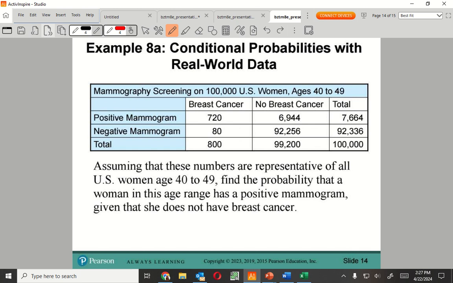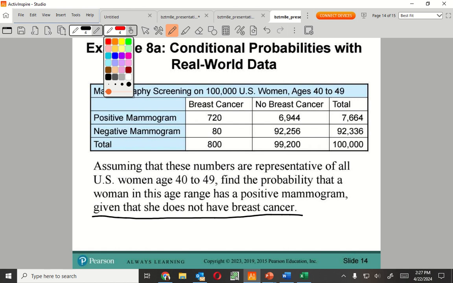Brian, what do I start with? The given. In this case, my given is she does not have breast cancer. So, find that category. That just so happened to be this second one right here, right? So the only thing I'm dealing with is stuff in this box right here. Those are the only ones I'm dealing with there. These other ones don't matter, because I'm only picking out of that group.